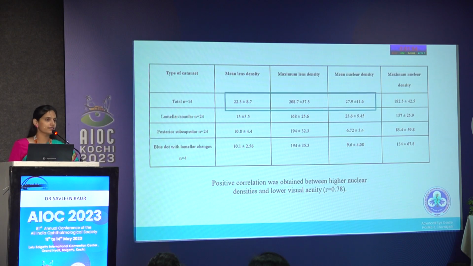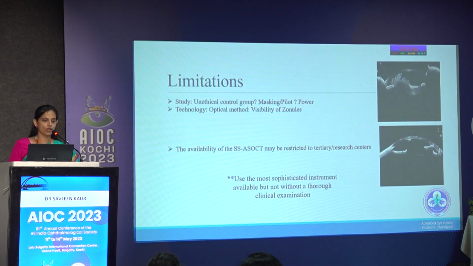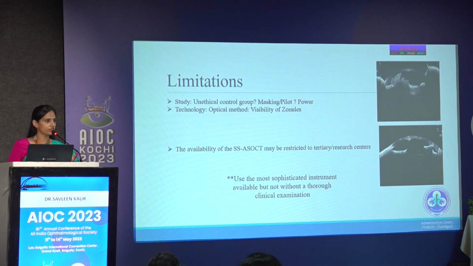So if you know the intensity, you can kind of tell which kind of cataract the child will have, because a typical zonular would give us a more nuclear and a lesser lens density, and so on. We also got a positive correlation with higher nuclear densities and lower visual acuities. So our study does have limitations because we do not have a control group. It would be kind of unethical to know the ASOCT findings and not tell the surgeon about it.